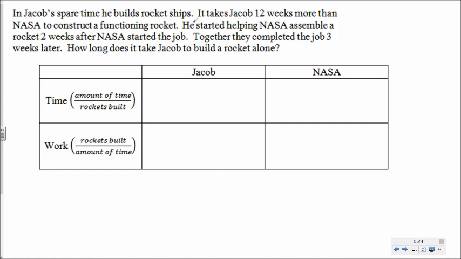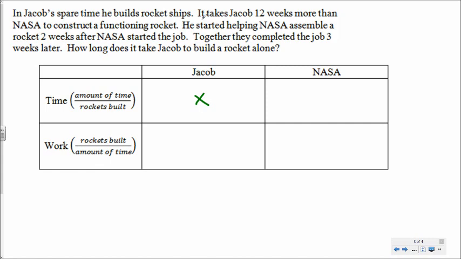So in Jacob's spare time, he loves to build rockets. It takes Jacob 12 weeks more than NASA to construct a functioning rocket. He started helping NASA assemble a rocket 2 weeks after NASA started. So together they completed the job 3 weeks later. How long did it take Jacob to build a rocket alone? So I'm looking for how long it takes Jacob to build a rocket. I'm going to let that be x.